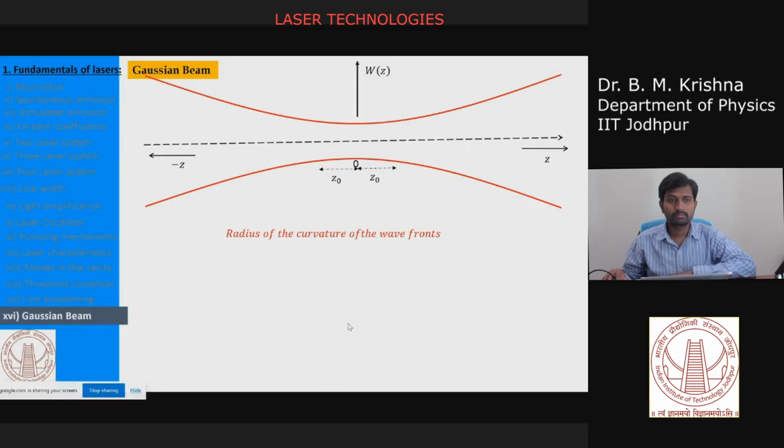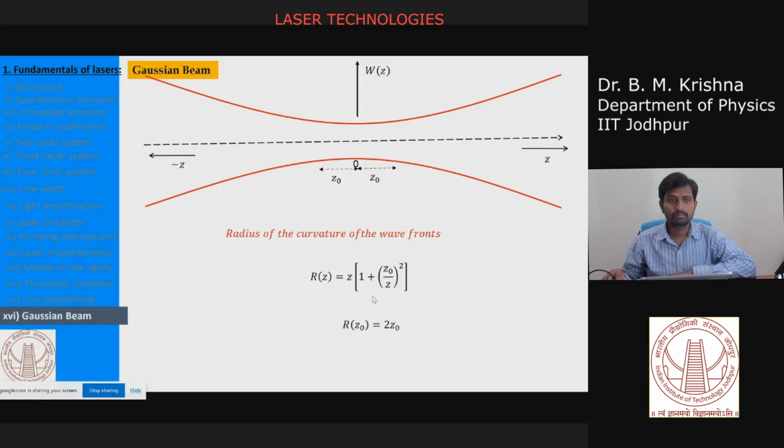We see about the radius of curvature. So now you know that your waves have wavefronts. As your wave is propagating, we can represent it with the wavefronts. So your wavefronts, for the Gaussian beams, are defined as R of z equals z into (1 plus (z naught by z) whole square).